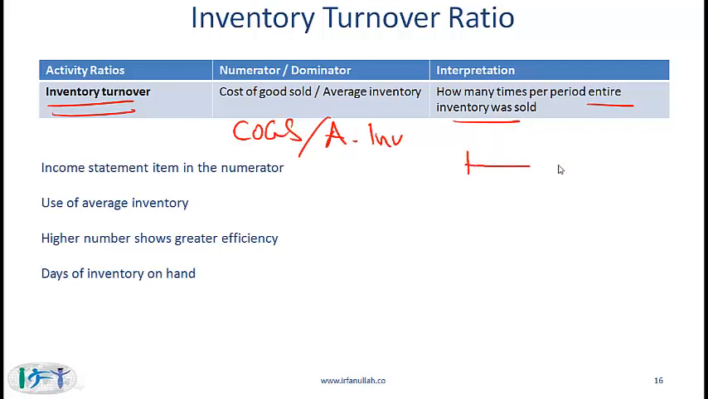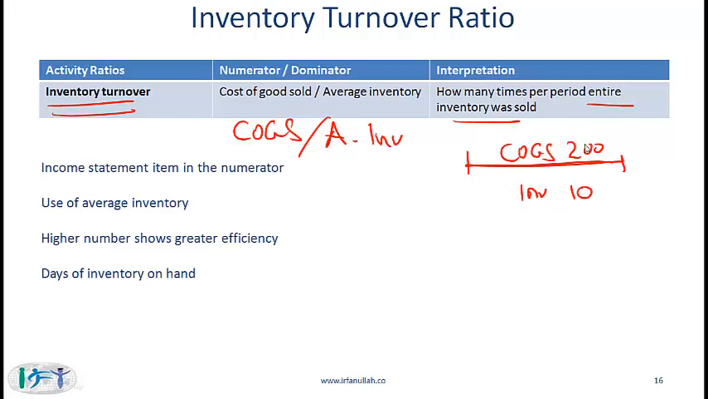Let's say that over a period, the COGS for a company was 200, and during this same period, on average, the inventory was equal to 10.